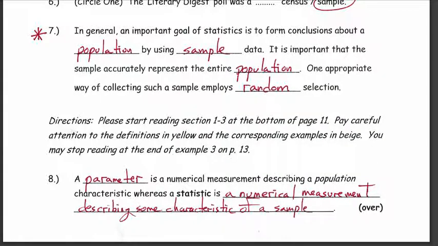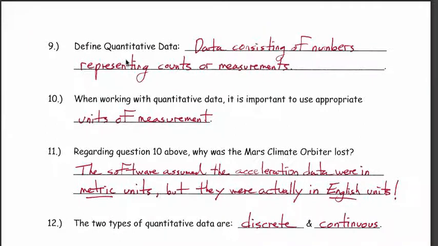So let's switch over here to the second page. So on the second page, quantitative data are data consisting of numbers. So numeric data is another way of saying quantitative data. Counts or measurements. And quantitative data in particular should include the unit of measurement. So units are very important, as question number 11 demonstrated. The over $100 million Mars Climate Orbiter, it was lost because the programmers got confused between metric units and English units in some of the control software. So there goes the orbiter.